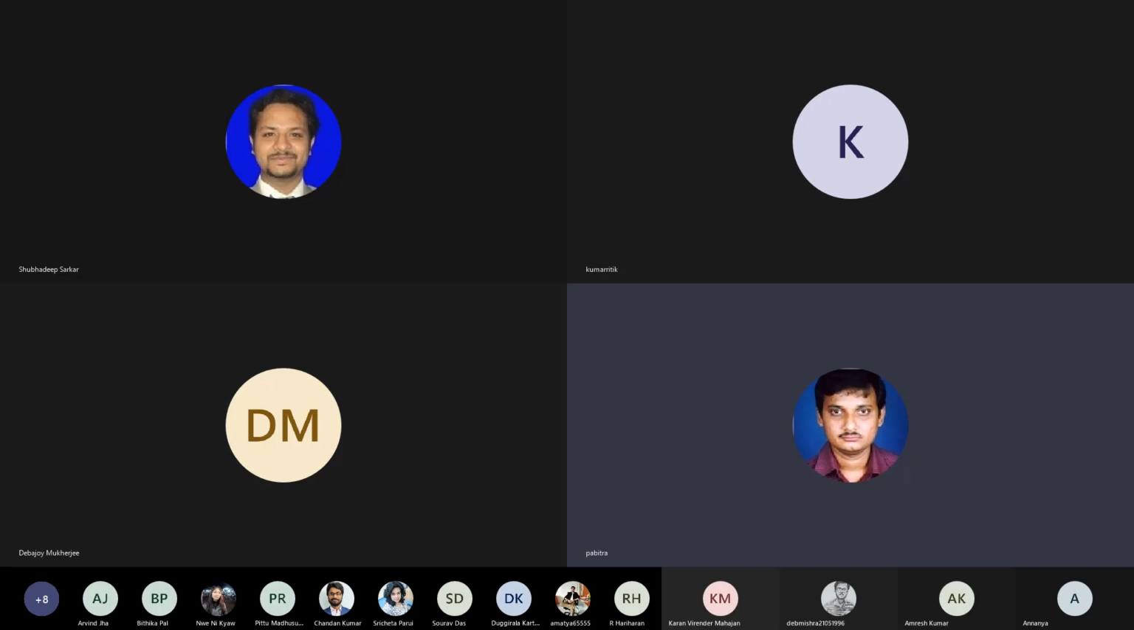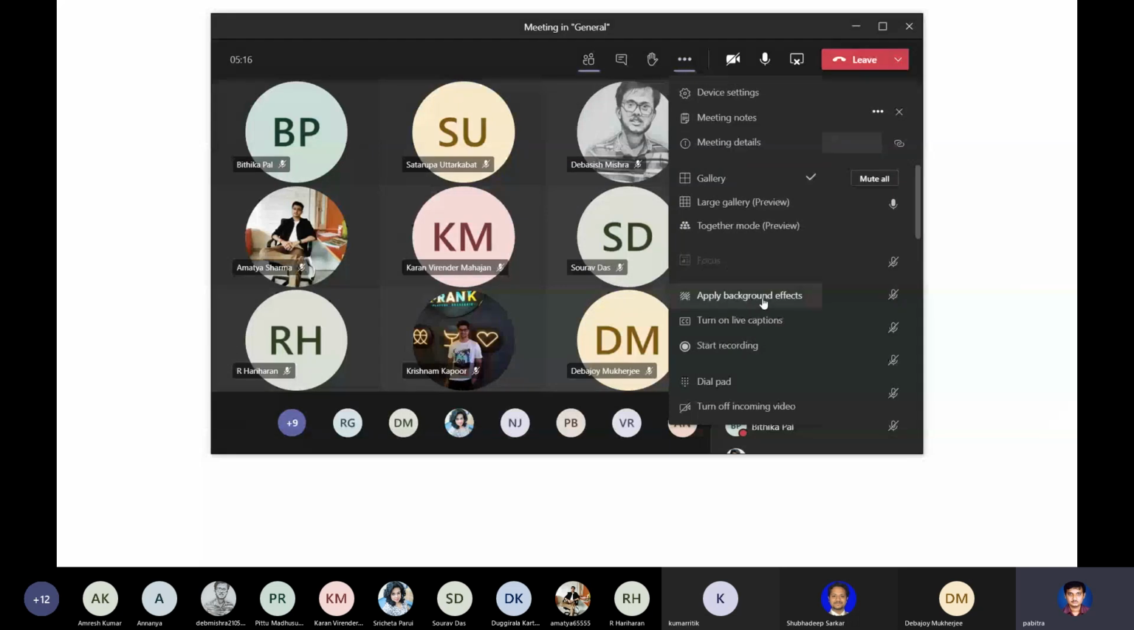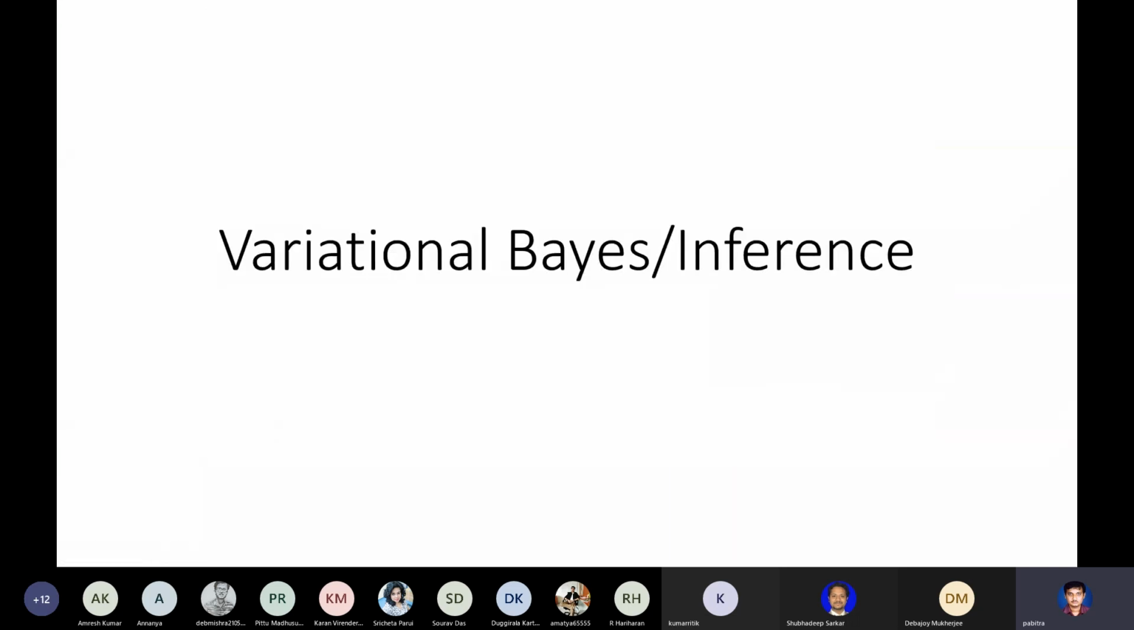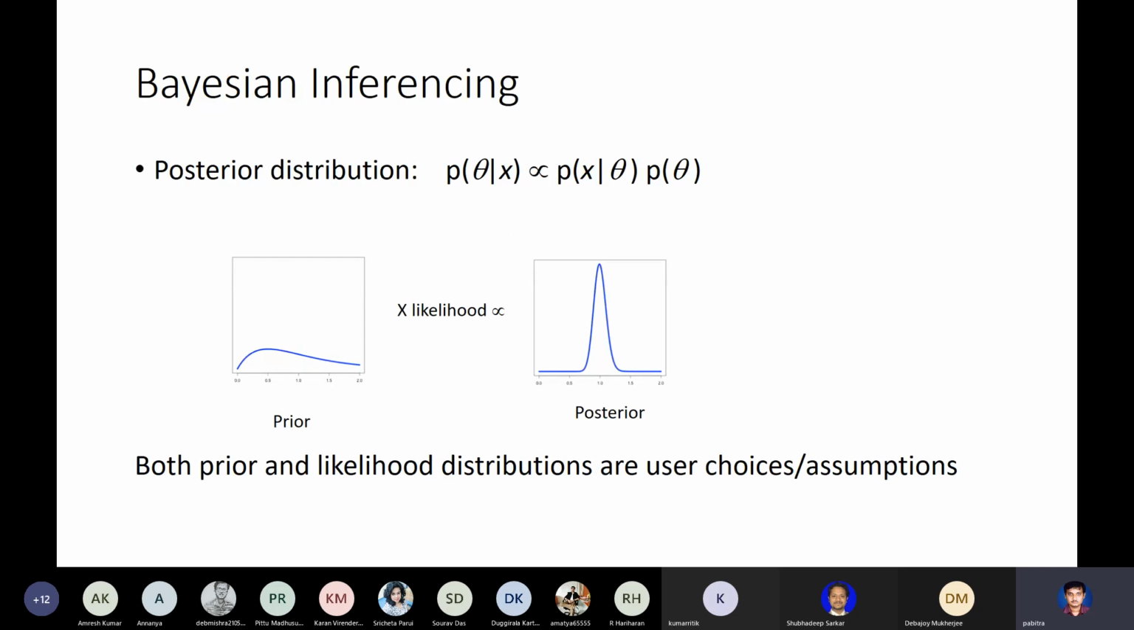Good morning. Today we'll study the topic of variational inference or variational Bayes. So let us go back to the original Bayesian inferencing problem that we studied earlier. The idea is that you have a set of observables or latent variables, a set of variables which we call x, and a set of parameters of the model which we call theta.